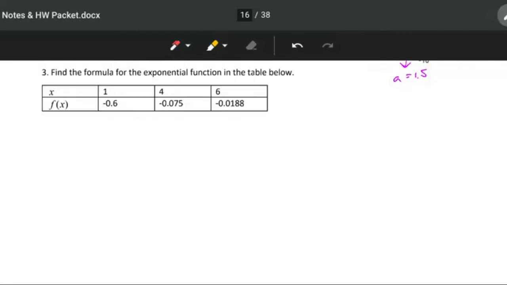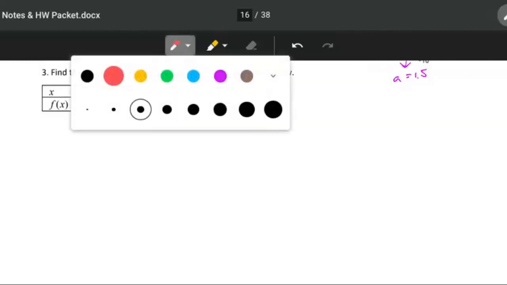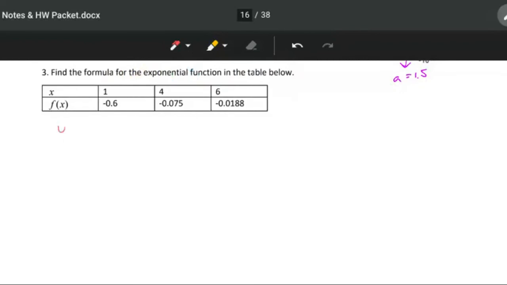Number 3, find the formula for an exponential function. So again, we're trying to find something in this form y equals a times b to the x. We do not have the a, this y-intercept. We don't have a 0, comma something. In b, we can use a shortcut if we have successive points, but this goes from 1 to 4. Those are not successive. 4 to 6, not successive. So this is one of those where we don't have any shortcuts.